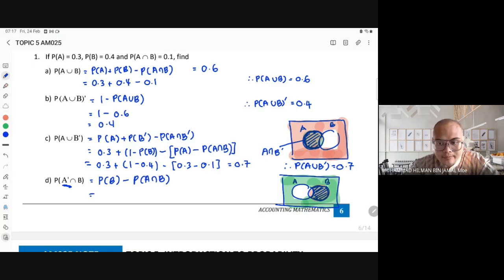So, dia akan jadi probability of B which is 0.4 minus probability of A intersect dengan B which is 0.1. So 0.4 minus 0.1 is 0.3. Okay, therefore our probability of A prime intersect B is equal to 0.3.